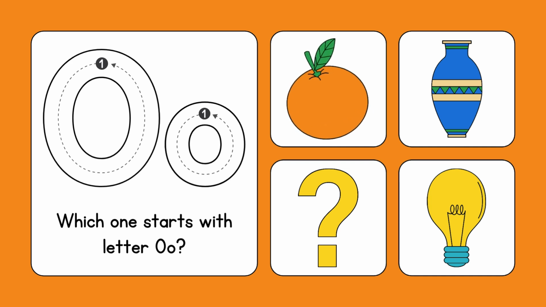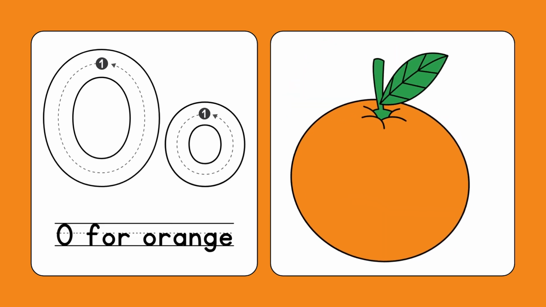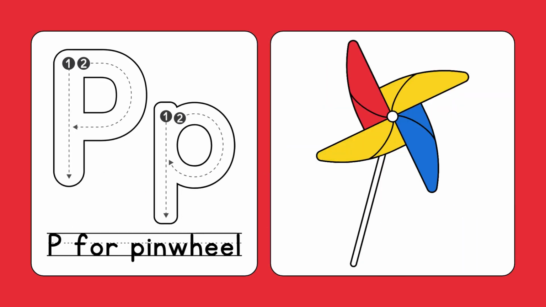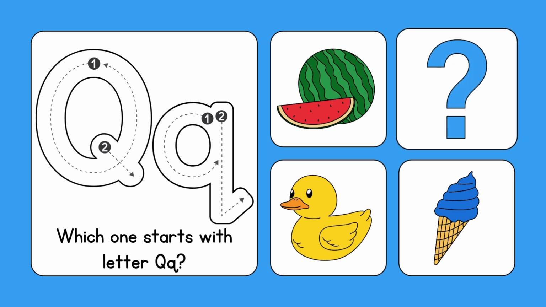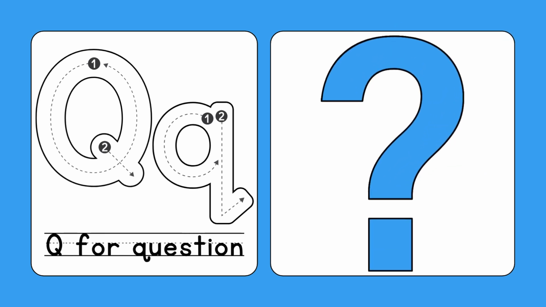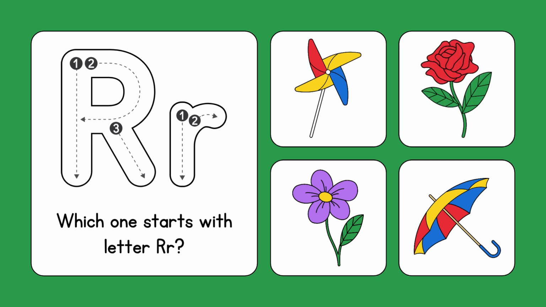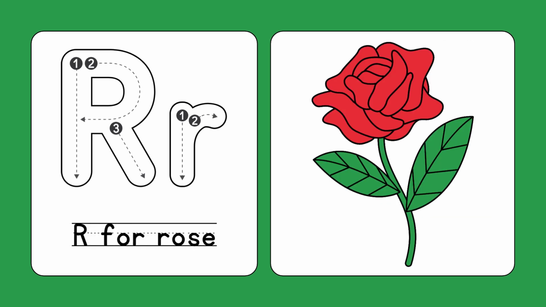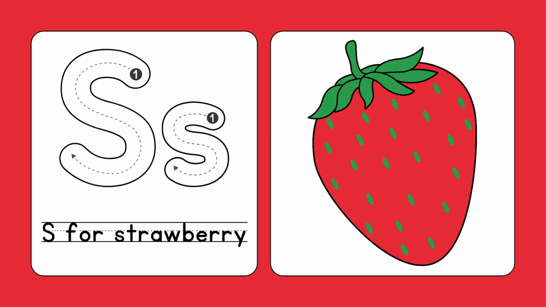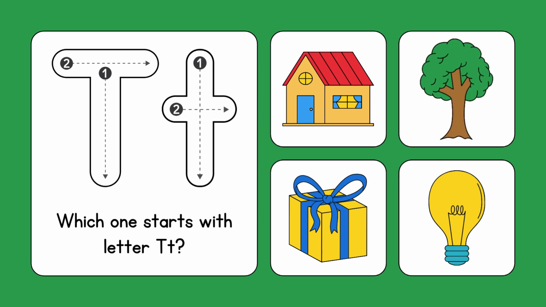Which one starts with letter O? O for orange. Which one starts with letter P? P for pinwheel. Which one starts with letter Q? Q for question mark. Which one starts with letter R? R for rose. Which one starts with letter S? S for strawberry. Which one starts with letter T? T for tree.